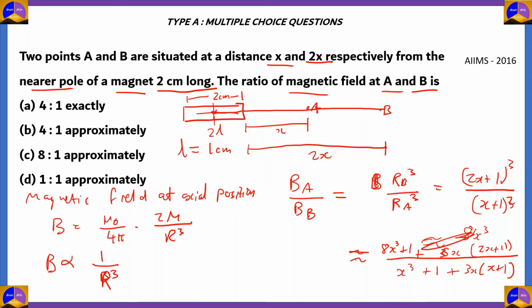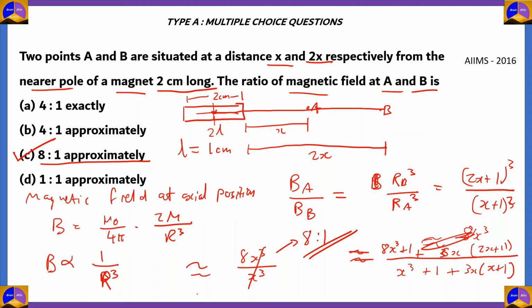So now let's approximate it into 8x cubed divided by x cubed. X cubed gets canceled. We have our ratio 8:1, and that is experimentally proven. So we just need to find an approximate value here, and that would give us the right answer. So using our approximation, we got C, 8:1 approximately, as the right answer. And that is due to the fact that B is inversely proportional to r cubed.